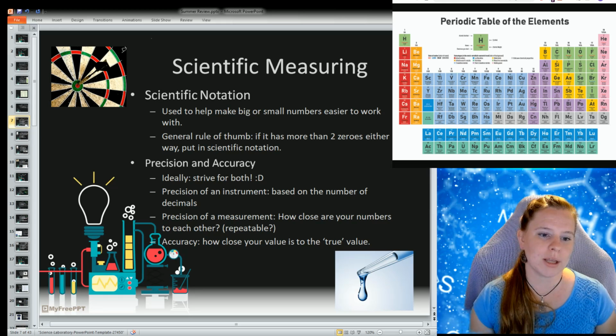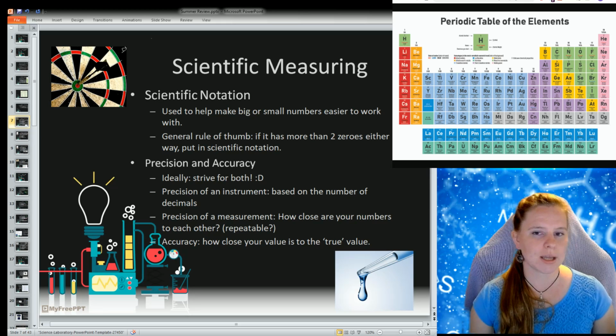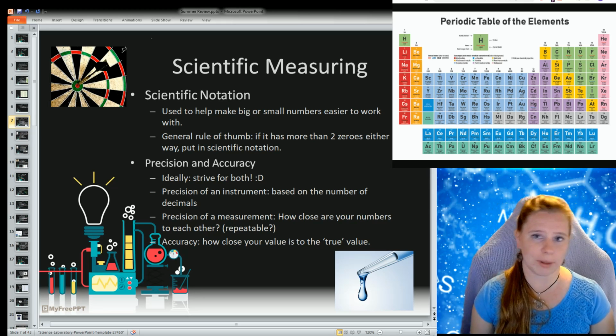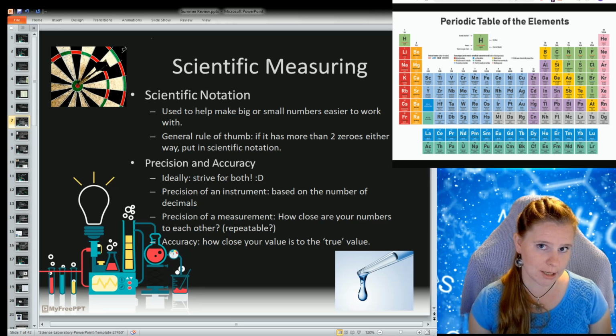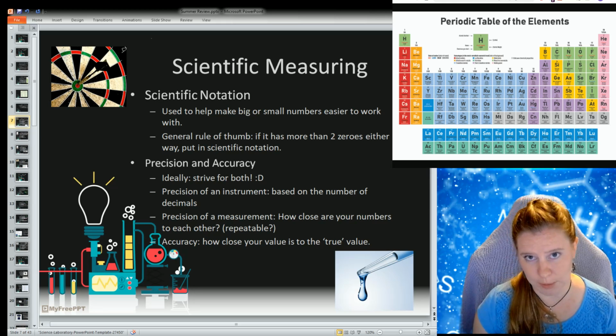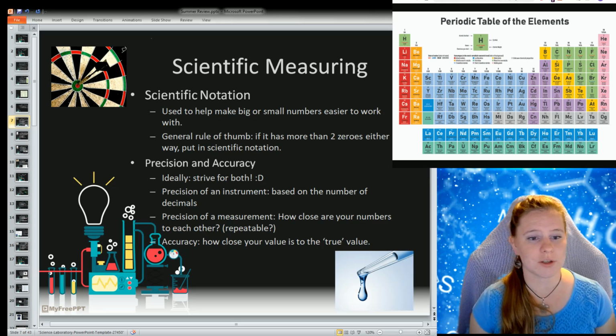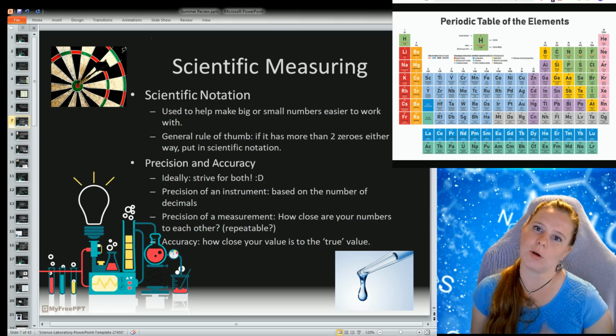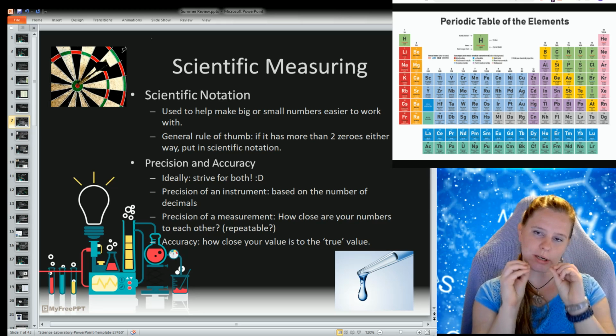Well, in science, a scientist is only as good as his instruments. You can be the best scientist in the world, and if you've got a plastic pipette that can't measure very precisely, you're not going to be able to measure very precisely. It's just the way it works. So there is something called precision of the instrument. That is based on how many decimals that instrument can give you.